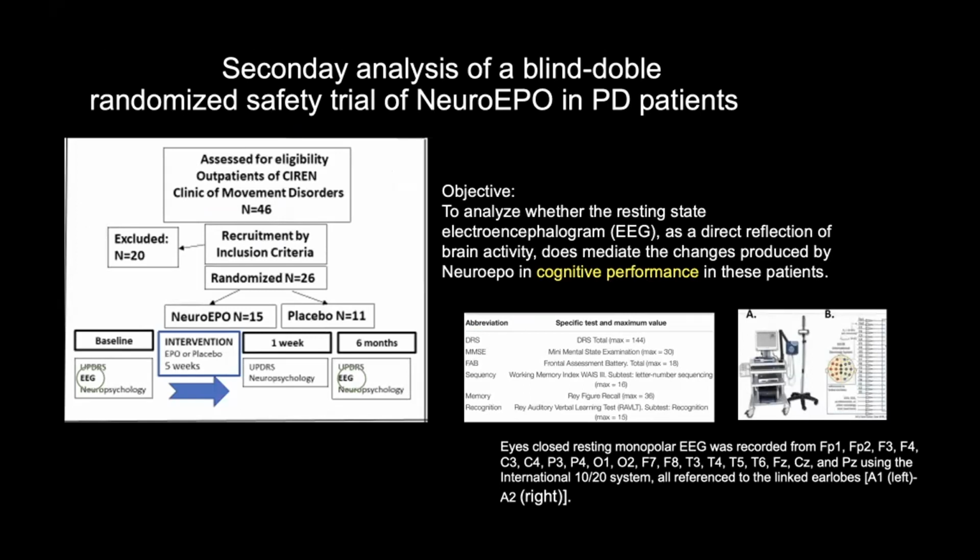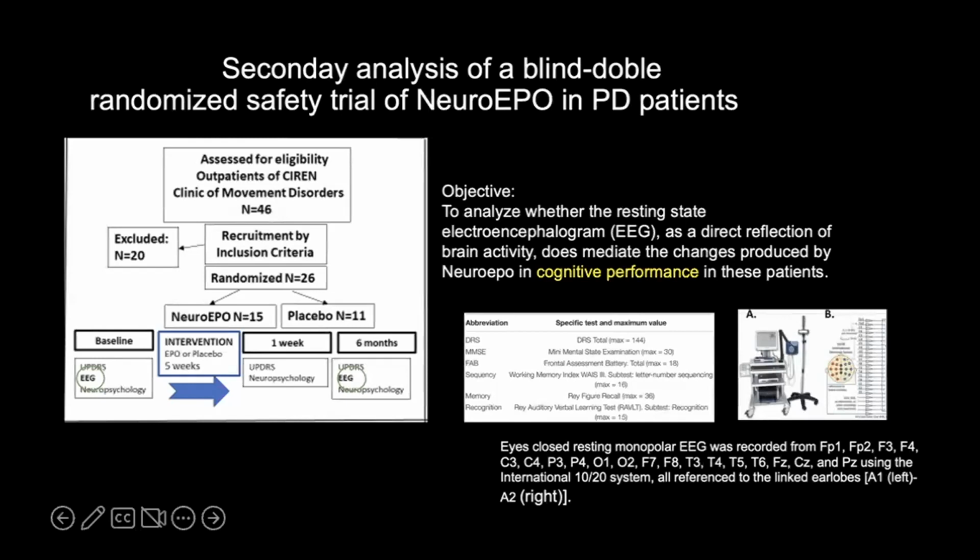We tried to demonstrate whether the resting state EEG could be a direct reflection of the EPO effect on the cognitive performance of the patient. The battery is here: six neuropsychological tests, and one standard EEG montage, the 19 electrodes, using the Cuban neurometric system. The results showed one important thing.